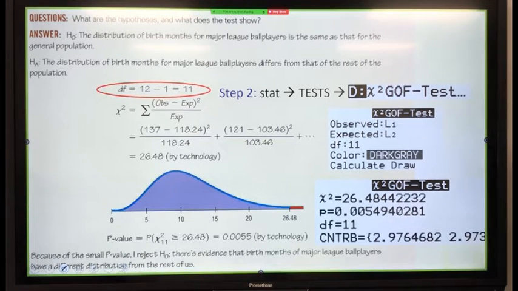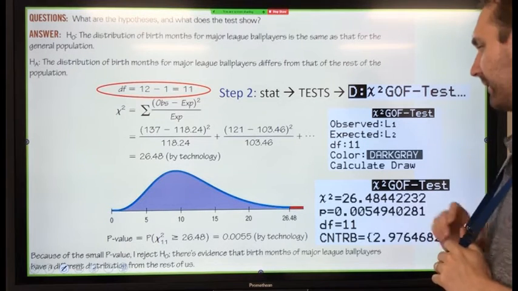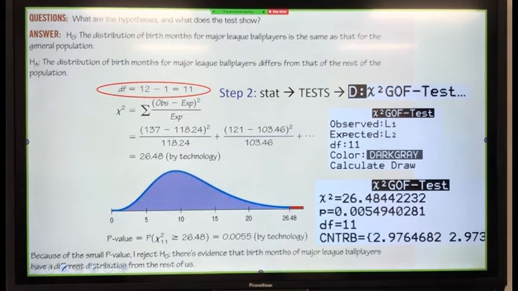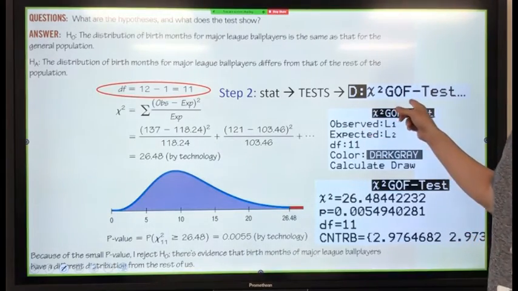Do I reject or fail to reject? Reject. Since it's less than 0.05, I am going to reject the null. So there is evidence that birth months of Major League players have a different distribution from the rest of us. Interesting. So this is how we're going to test goodness of fit. Stat, Test.